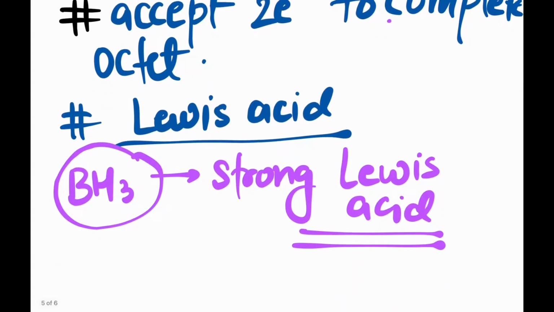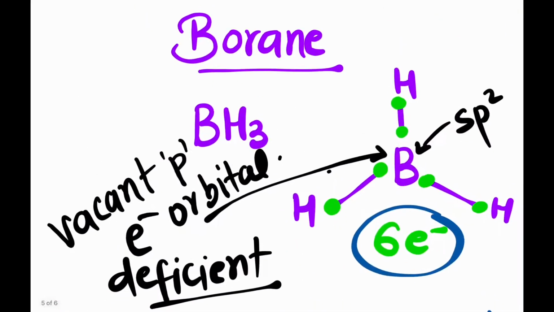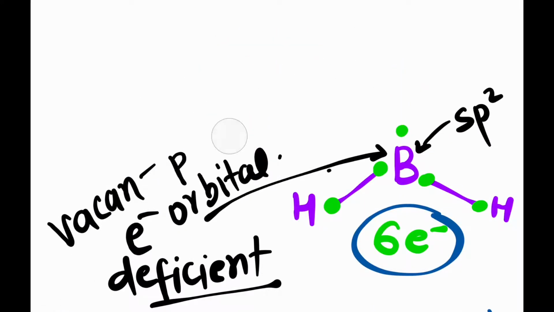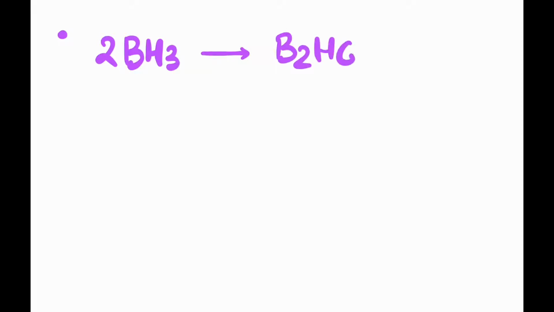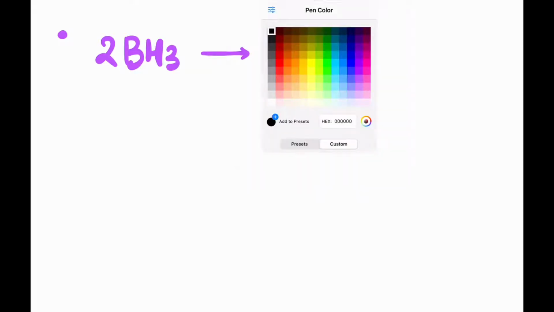Now, it exists in the form of a dimer basically. Let me erase this. So 2BH3 will exist in the form of B2H6. That is the dimer form of this, B2H6, and you can see the structure.